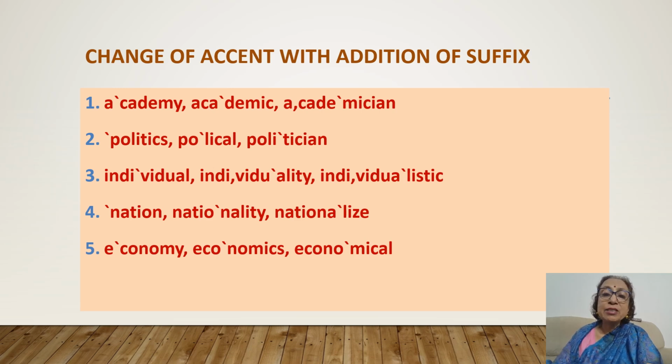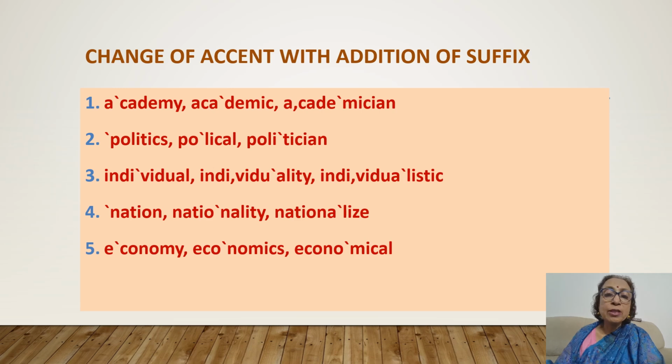That is the secondary stress, which I'm not doing now. I will do it much later in some other lesson. Today, we are only doing primary stress, and that is at the top of the word. You can see a small dash is there. So we say academy, academic, and academician. The same word, different forms, different parts of speech, and different pronunciation.